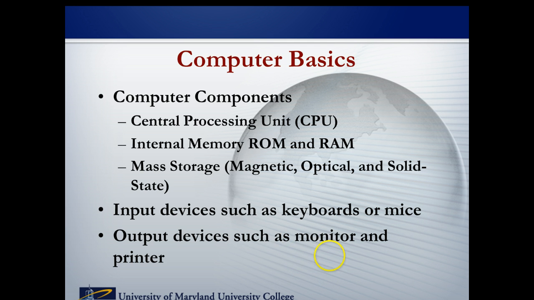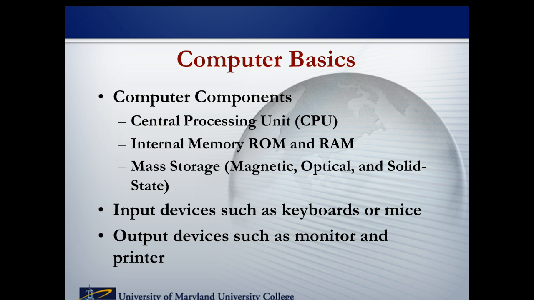The text identifies the computer components that we're going to be talking about in this course as the CPU, or the central processing unit, internal memory, which is ROM or RAM, mass storage, which of course is a magnetic disk, a hard drive, or optical disks such as CDs or DVDs, and solid state devices such as a thumb drive. Now, there are also solid state hard drives, which are just phenomenal. I've actually recently upgraded my machine with a solid state hard drive, and it's wonderful. It boots very quickly.